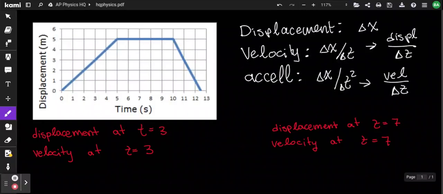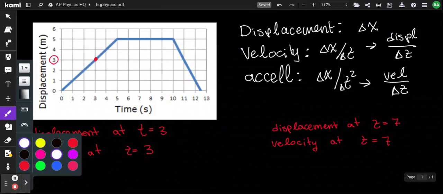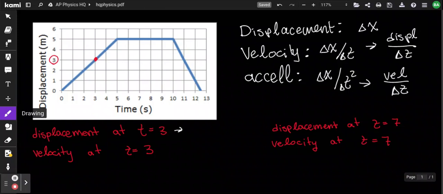Okay, so let's look at the graph we have here. So easily, looking at time equals 3, we want to know our displacement and our velocity. So with our graph, we can go to the time equals 3, go up, and we see that our displacement is 3 meters. So we can say that our displacement at time equals 3 is 3 meters.